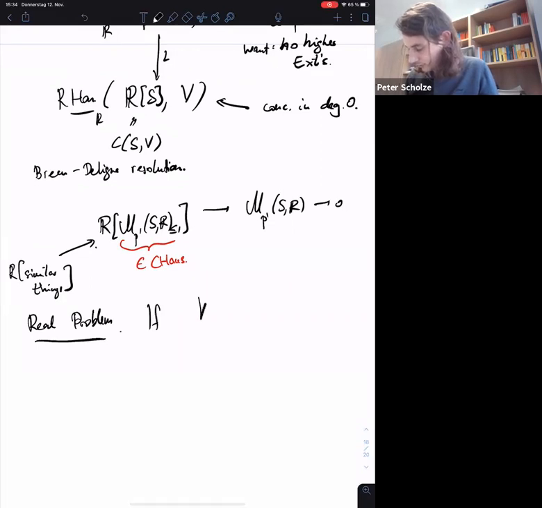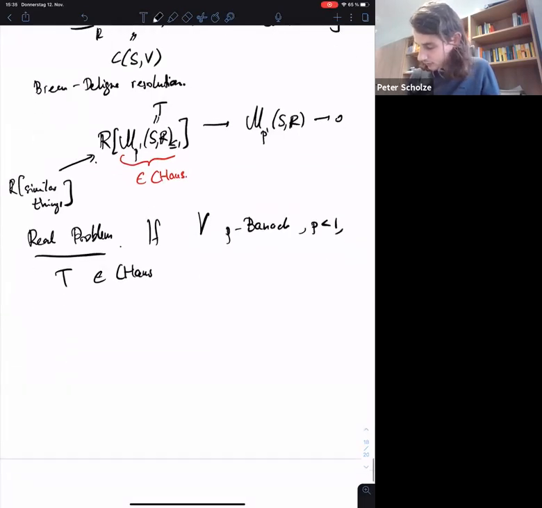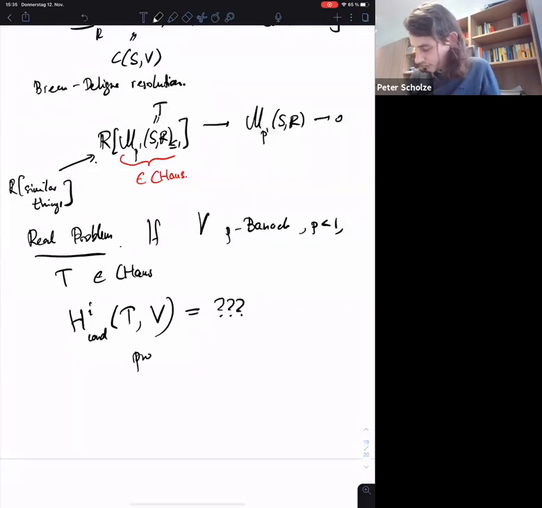Here's the following. So if V is a p-Banach, where p is less than one, and T, which would be my T now, is a compact Hausdorff space, then we still need to compute the Ext here. But if you're trying to compute on such a compact Hausdorff space the cohomology of such a V, then we have no idea how to compute this, and it's probably non-zero for all i.